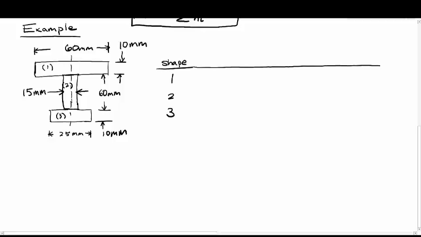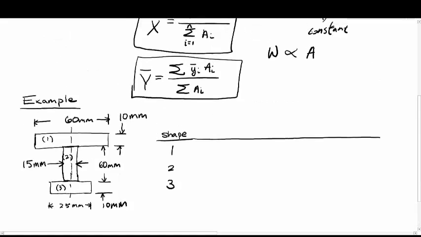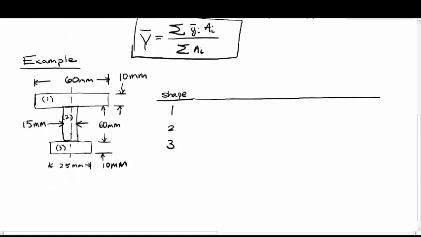So from this equation up here, we're going to have to know the areas of each individual piece. So the area is going to be in millimeters squared.